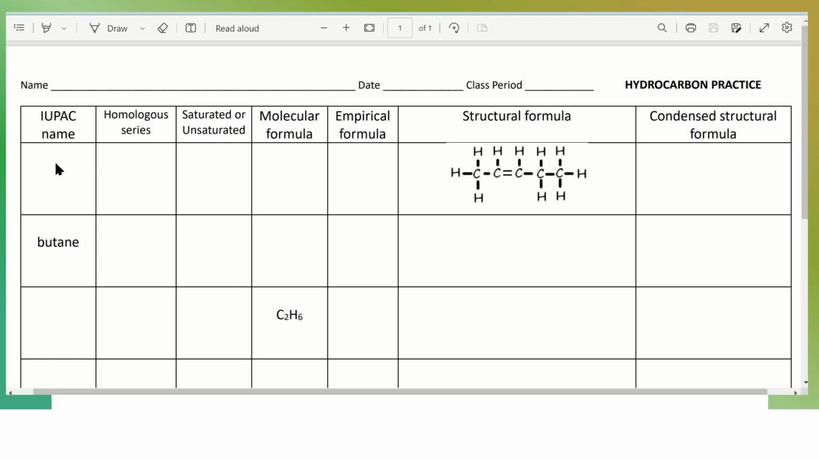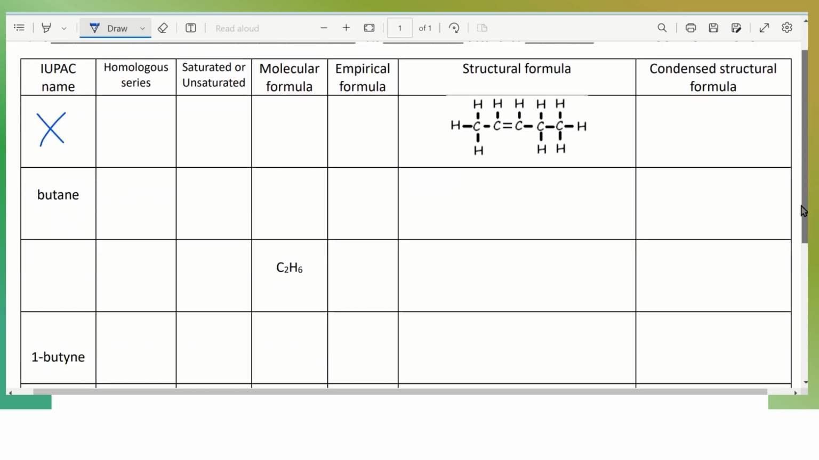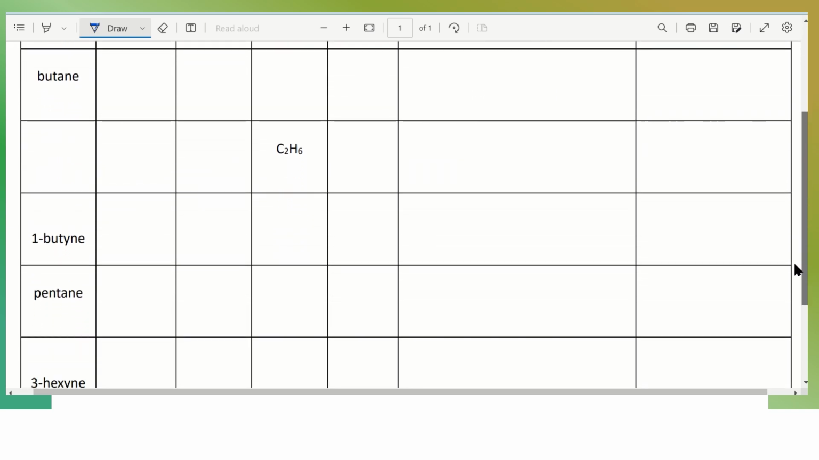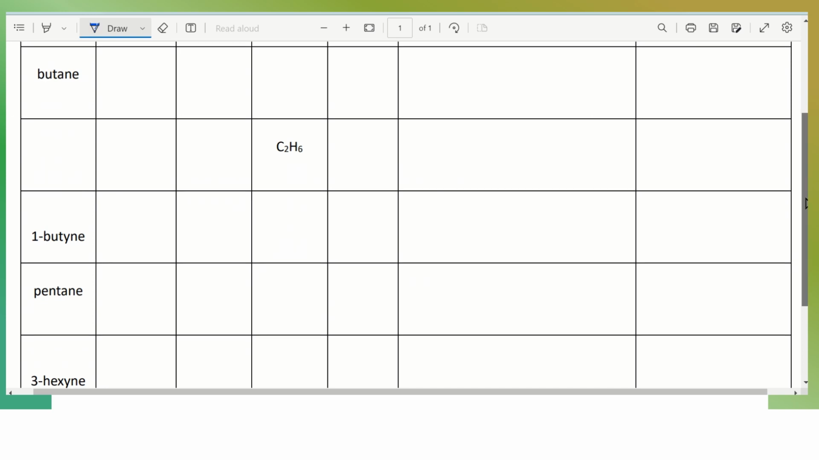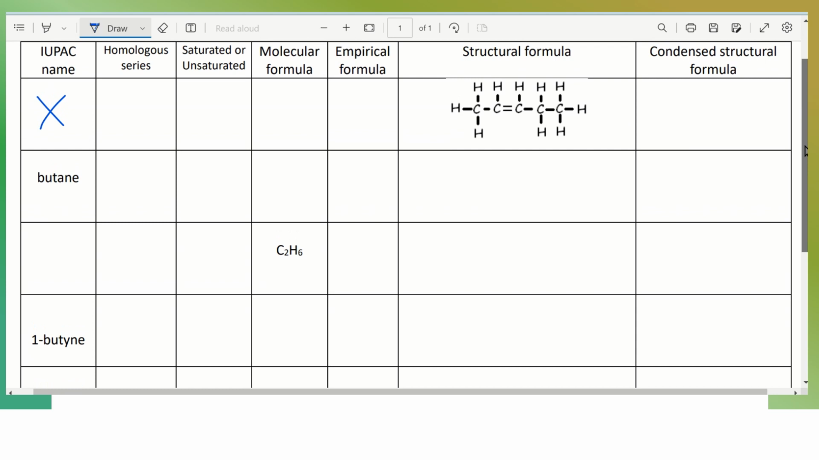Okay, we just did this one right here together and the last one. So I'm going to skip past that one, but this is the sheet we're working on. This one starts with just the name, and then I need to fill out everything. So let's look. First, the ending is ANE.